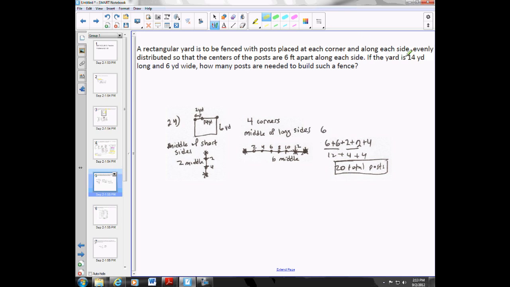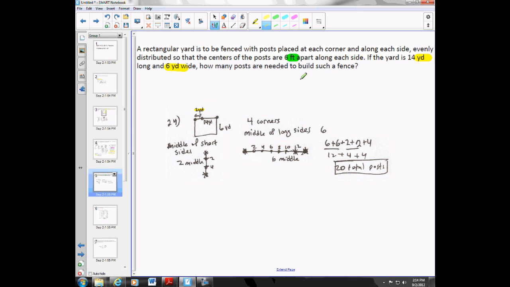The first thing that should jump out at you is this: the yards and the yards, and here we have feet. So what I would recommend is to convert everything into yards, because there's 3 feet in 1 yard. So when it says 6 feet, immediately I change that into 2 yards.